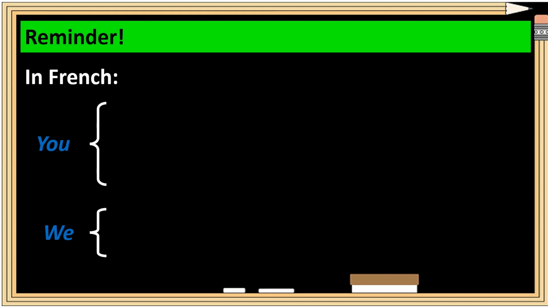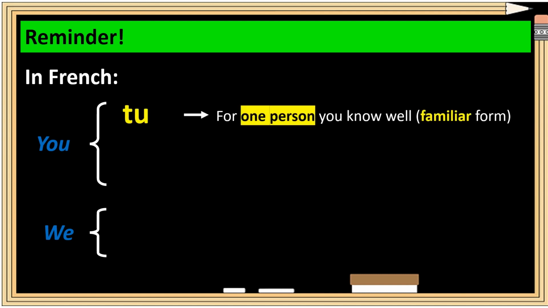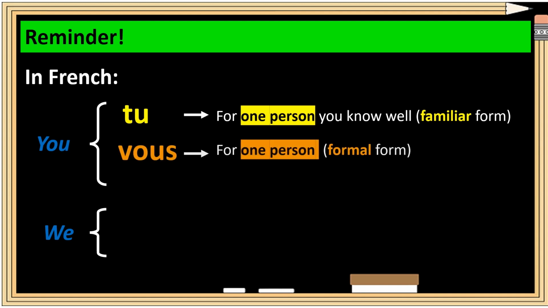Before we move on, just a quick reminder that in French there are several ways to say you. So it can be tu for one person you know well, familiar form. You can say vous for one person you don't know that well, as a sign of respect, the formal form. But vous can also be for more than one person, so the plural, for several people. And then a reminder that we is nous.